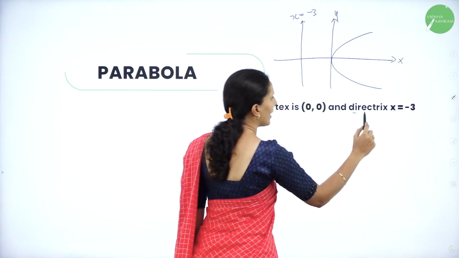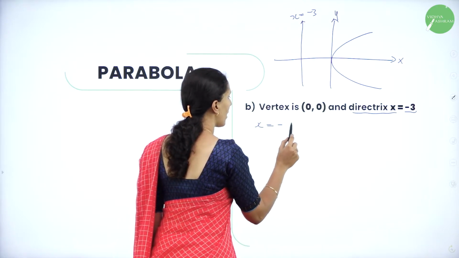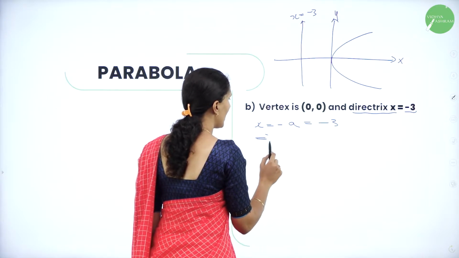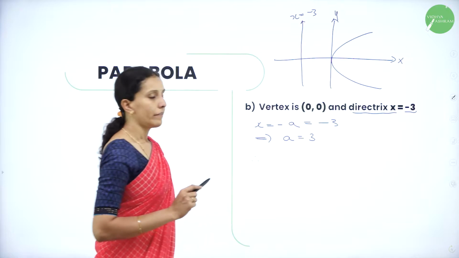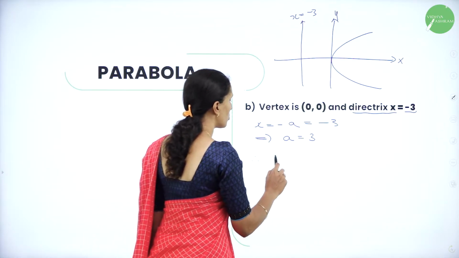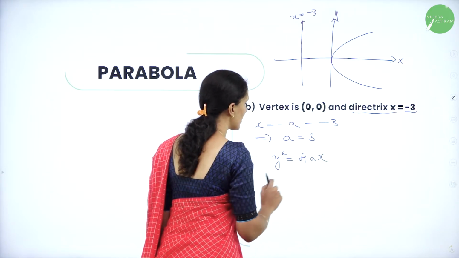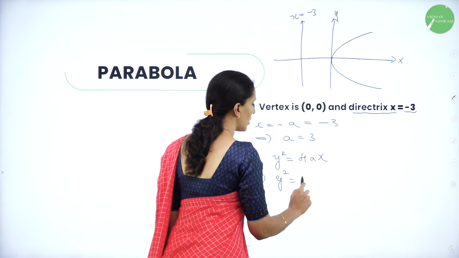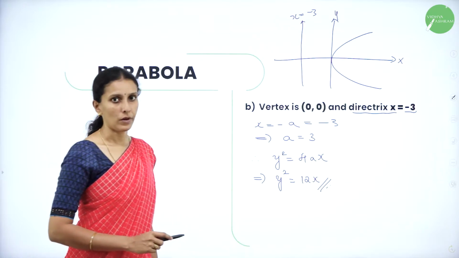So directrix x is given as minus 3. That means x is equal to minus a. So which is equal to minus 3. This implies a value is 3. So therefore, we have got the right-handed parabola. What is the general equation of the right-handed parabola? It is y square is equal to 4ax. This implies the general equation is 4 into 3 which is 12x. So this is the equation of the parabola.